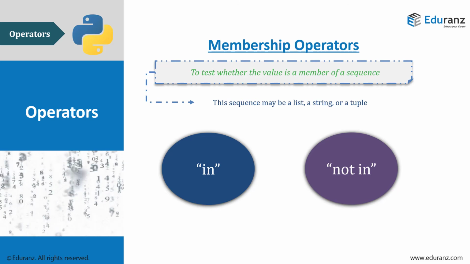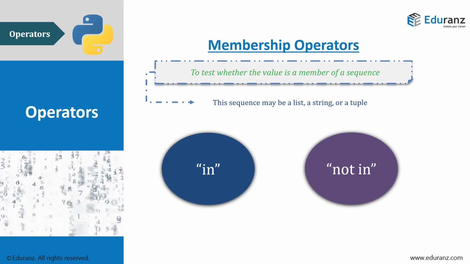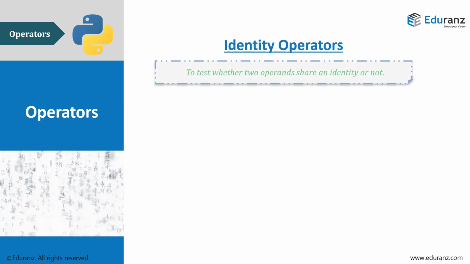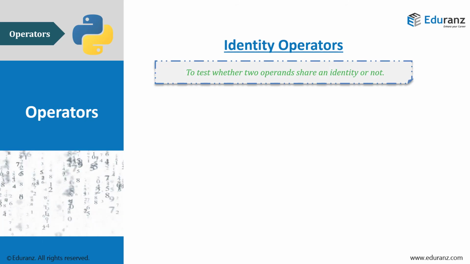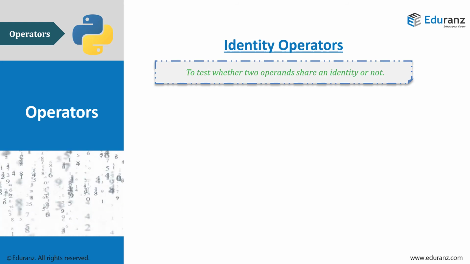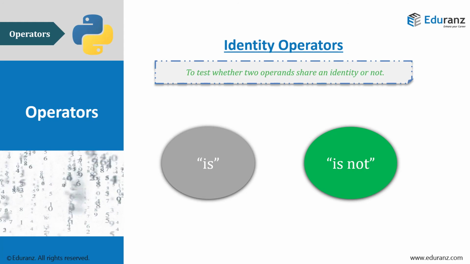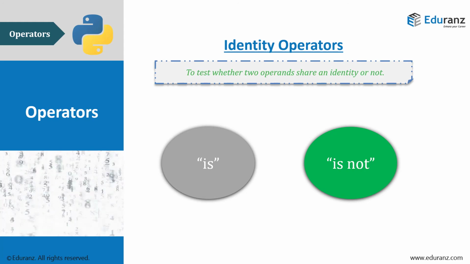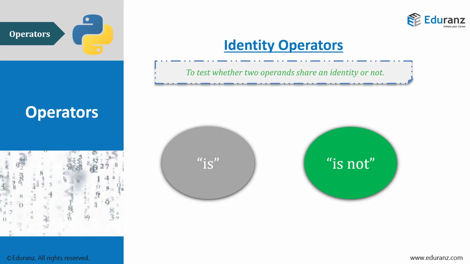So we'll proceed further and use all of them in the Jupyter notebook, but right now we have other operators which are Python identity operators. What exactly happens in here is it tests whether your operands share an identity or not. In this we have two identity operators which are called is and is not. In case of is, the condition it demands is that if two operands have the same identity, it will return true for you. Otherwise, of course, it is going to return false, right?